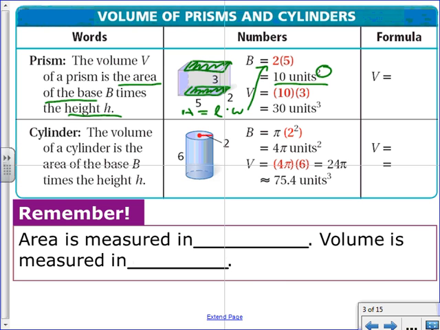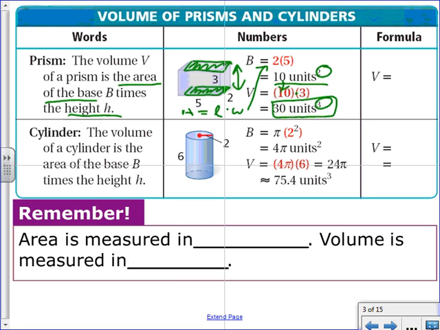And then what I will do is I will multiply by the height to complete the volume. And here is my height right here. So I get my area, 10, times 3, and I get 30. And notice now we're talking about cube units because we're talking about volume. Volume fills up something. It has 3 dimensions, so we need cube units. The cylinder is very similar.